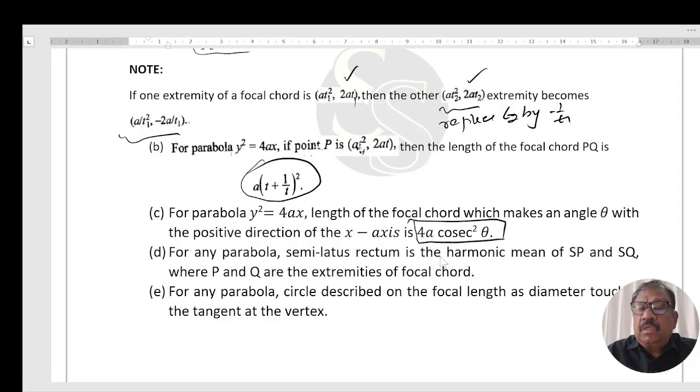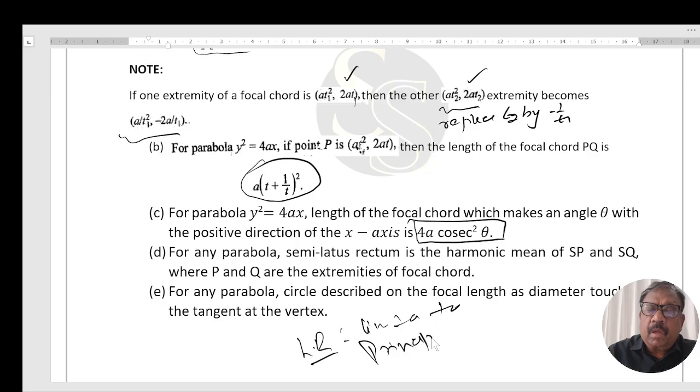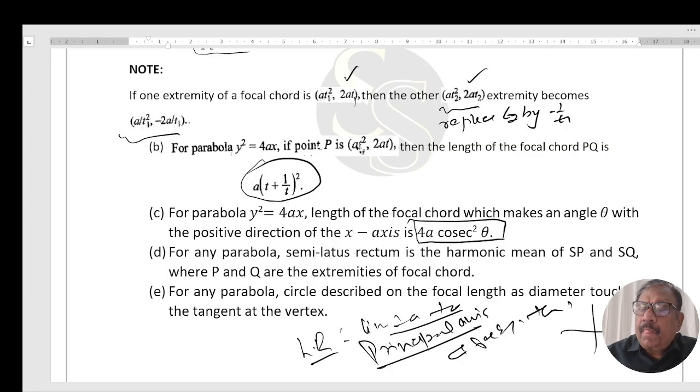For any parabola, the semi-latus rectum is a. What is the latus rectum? The latus rectum is a line perpendicular to the principal axis and passing through the focus. Passing through the focus means F or S. This is L dash L. This is the latus rectum. So what is it? SP and SQ.